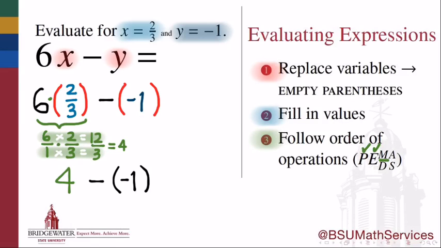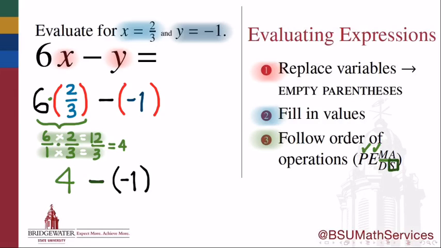To do that, we'll turn 6 into a fraction, 6 divided by 1, and then multiply those fractions by multiplying straight across. 6 times 2 is 12, 1 times 3 is 3, and then simplifying 12 over 3 to give us 4. That completes the multiplication step and gives us nothing but the subtraction problem 4 minus -1.